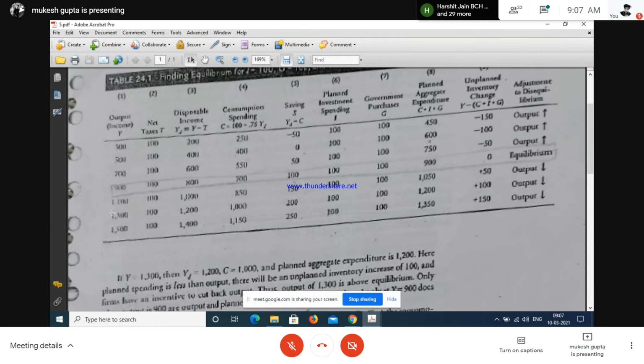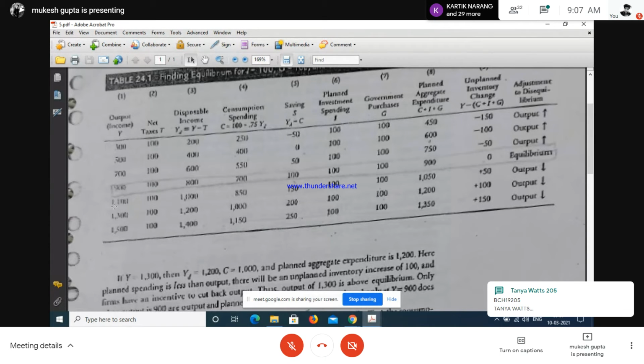Now at 900, the disposable income is 800. With this disposable income of 800, consumption expenditure is 700, and investment is 100, government expenditure is 100, so aggregate expenditure is 900. So here Y becomes equal to aggregate expenditure, no change in the inventory, that is the equilibrium case. Now what will happen if Y exceeds the aggregate expenditure?